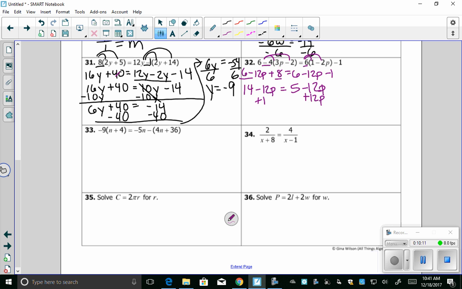Add 12p to both sides so that I get 14. Well, negative 12 plus 12 cancels out, equals 5. So I'm left with 14 equals 5. 14 cannot equal 5, therefore I have no solution, or a 0 with a line through it.